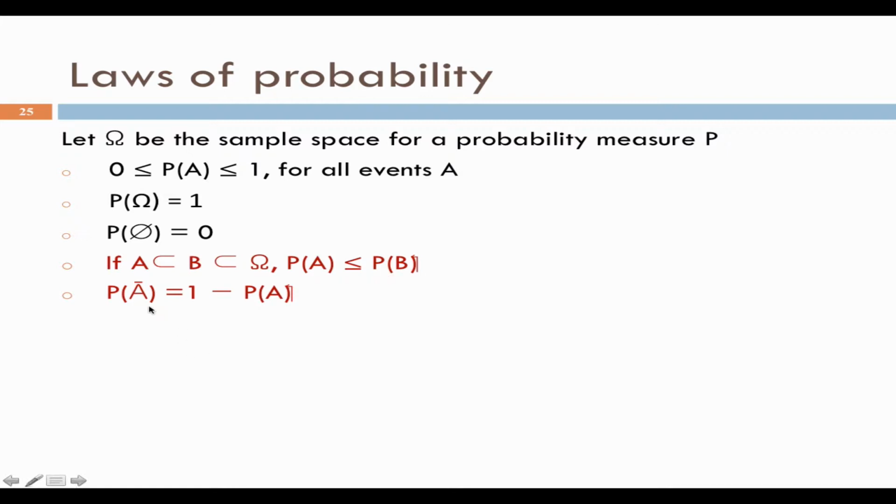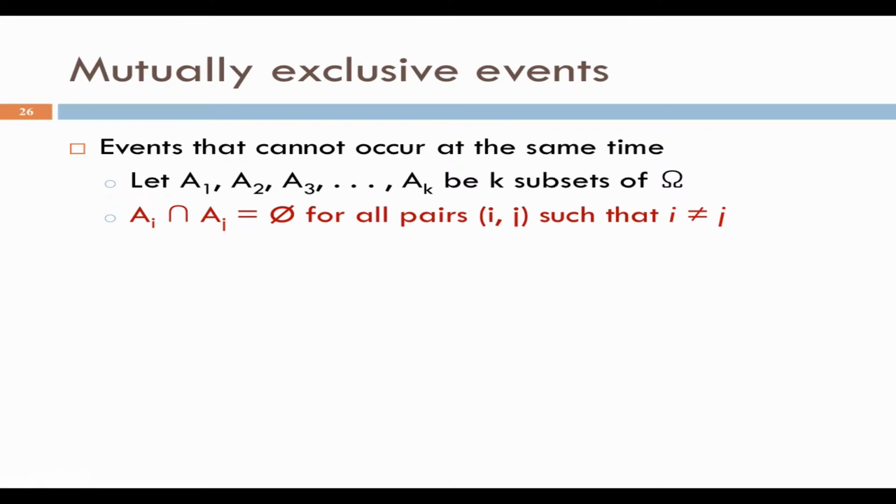Right? So the next one, if you want to prove that mathematically: A complement and A together constitute the whole sample space, because A complement is defined as every element that is not in A. So if you add A and A complement, you get the total sample space. The probability of the total sample space is always 1. So the probability of A complement plus the probability of A is 1, and the probability of A complement is 1 minus the probability of A.